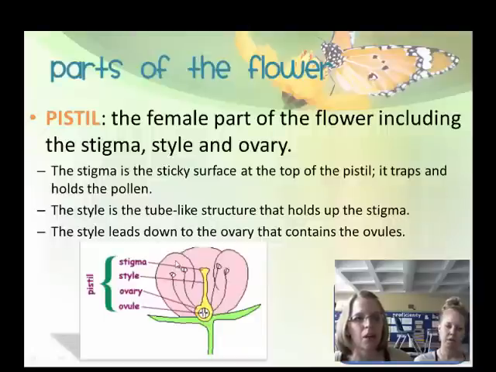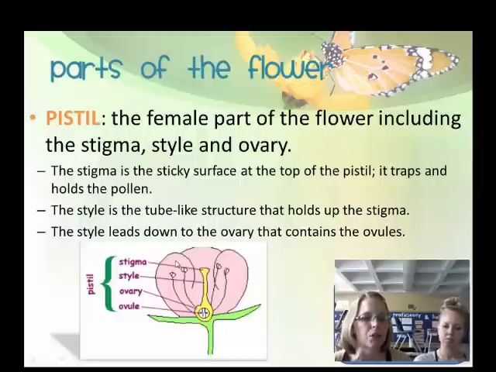All right, so let's look at the female section first, because girls are the best, right? Okay, so the pistil is the female part of the flower. And what we have drawn on the bottom is just a generic flower. Different plants do arrange themselves differently, so sometimes the pistils are in a different location. This is just a generic flower.